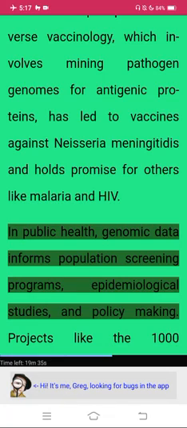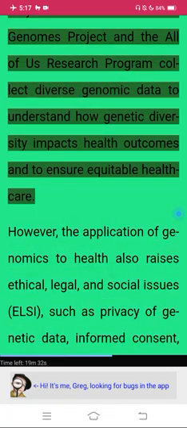In public health, genomic data informs population screening programs, epidemiological studies, and policymaking. Projects like the 1000 Genomes Project and the All of Us Research Program collect diverse genomic data to understand how genetic diversity impacts health outcomes and to ensure equitable healthcare.